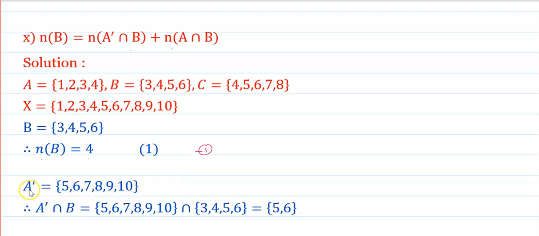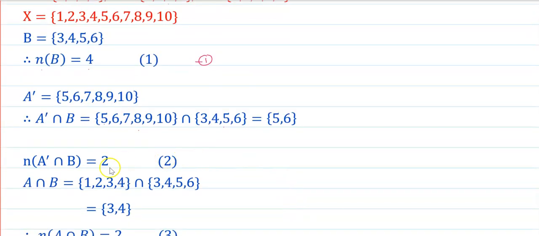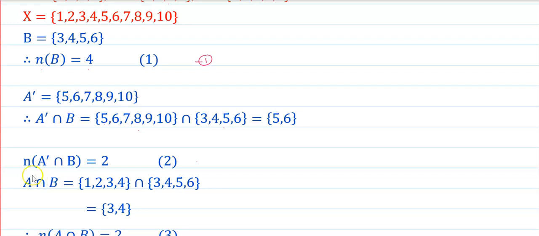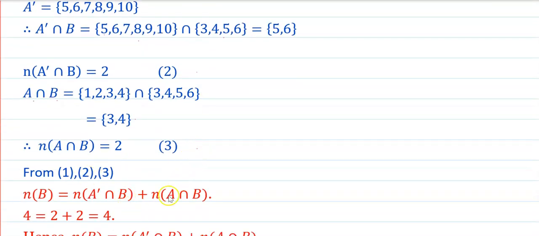Now what about A complement? A complement means other than 1 2 3 4, they are 5 6 7 8 9 10. A complement intersection B, the common part of the two. This is the A complement and this is the B. 3 4 5 6, the common ones in both are 5 6. And how many elements are there? 2 elements are there. This is number 2. Next, A intersection B, which is 3 and 4. The number of elements is also 2.